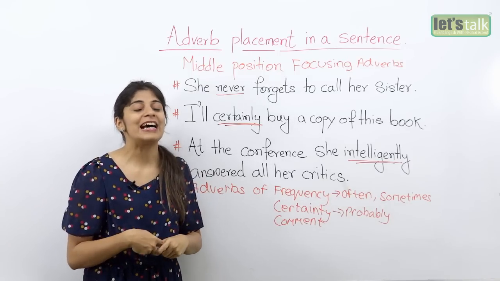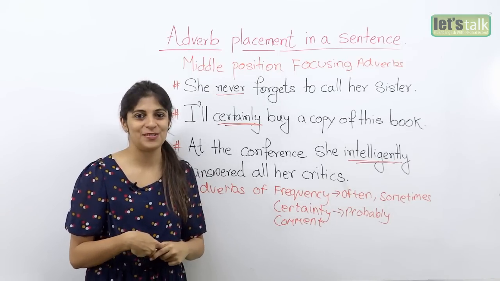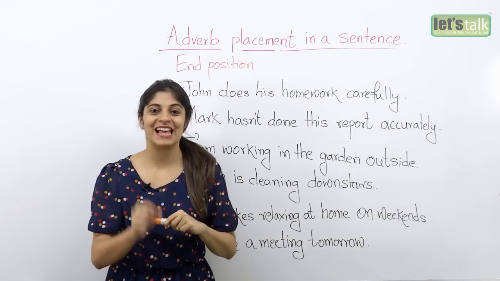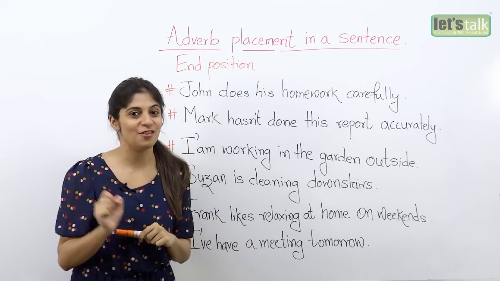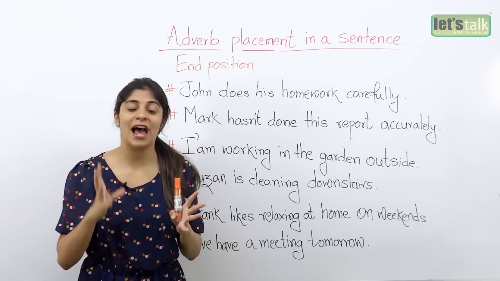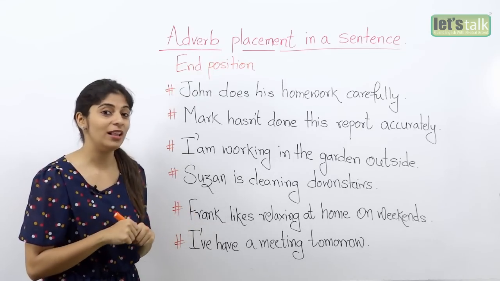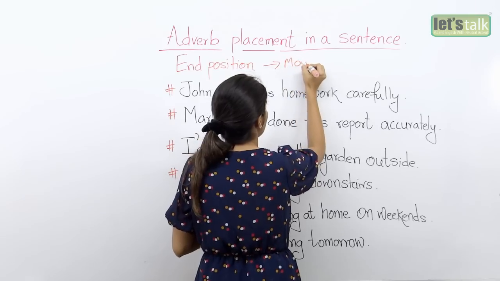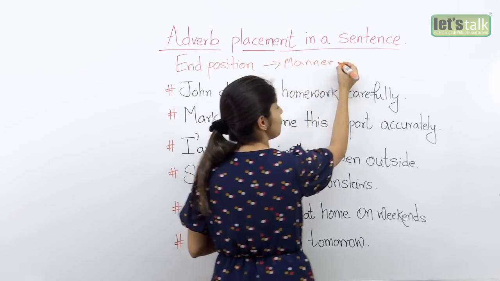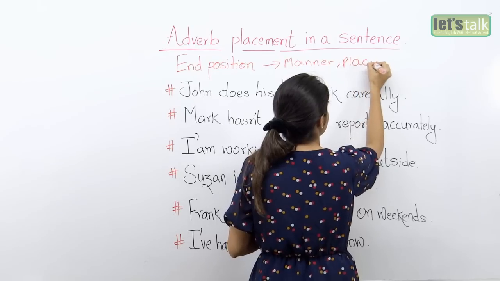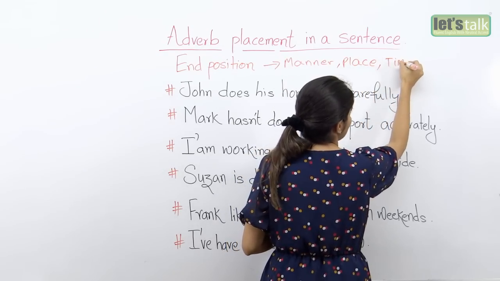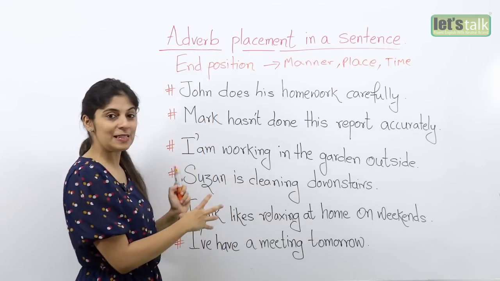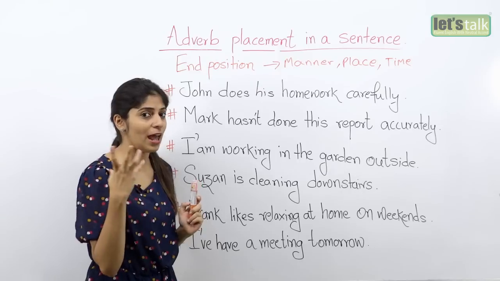Now let's look at the end position of adverbs. Now we are going to look at the end position, which means the adverbs that come at the end of a sentence. What types of adverbs come at the end of a sentence? Well, they are adverbs of manner, adverbs of place, and adverbs of time. If we look at the examples here, you will get an idea of what I am saying.